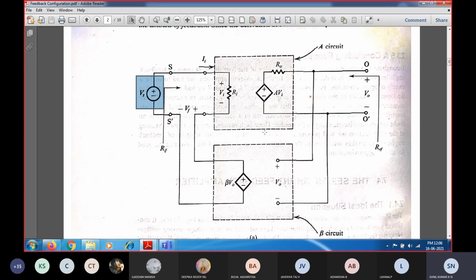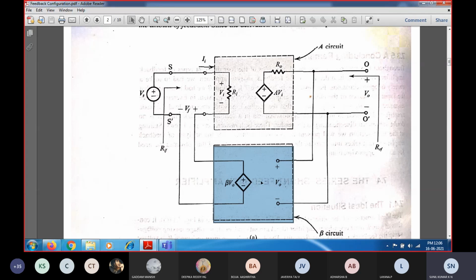For this series-shunt configuration, we assume that beta, the feedback network, is connected across the output side in parallel and on the input side in series. This feedback network will not provide any load to the main amplifier circuit. That means the amplifier gain does not depend upon this feedback; beta is not going to act as a load.